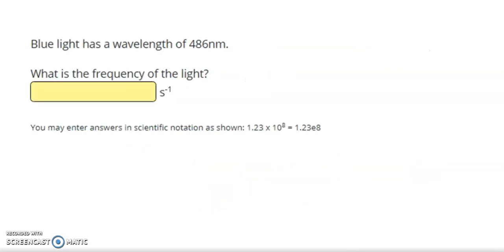Next problem, we're looking at blue light, and it has a wavelength of 486 nanometers. What is the frequency of that light? Well, we know some stuff about this light. First of all, we know its wavelength. So wavelength, the symbol is lambda, and it's equal to 486 nanometers.